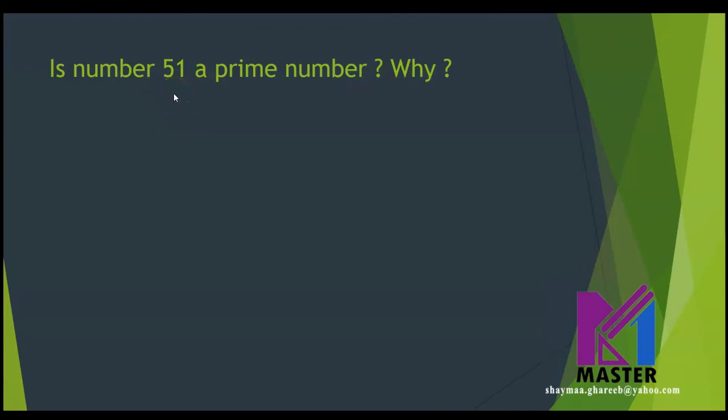In order to know if the number is a prime number or not, you have to check divisibility. Is 51 divisible by 2? No, because it's an odd number. Is it divisible by 3? Do you remember how to check divisibility by 3? I add the digits together. So 5 plus 1 is 6. Is 6 a multiple of 3? Yes. So number 51 is divisible by 3, which means it's not a prime number. So the answer will be no.